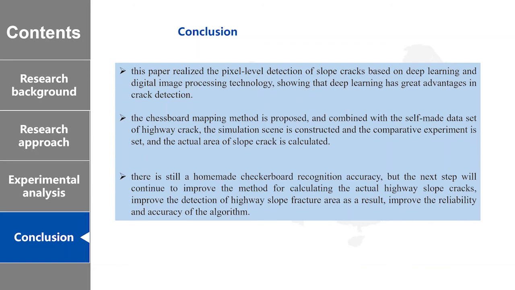Although the chessboard mapping method can well solve the problem of calculating the actual slope crack area, there is still room to improve the chessboard recognition accuracy. In the next step we will continue to improve the method for calculating the actual highway slope cracks, to improve the detection of highway slope crack area, and as a result improve the reliability and accuracy of the algorithm.